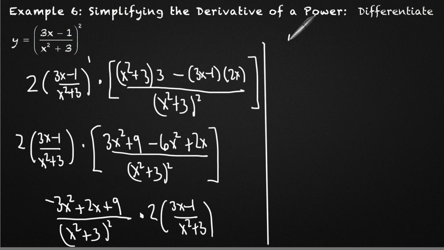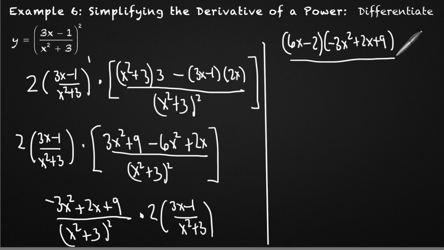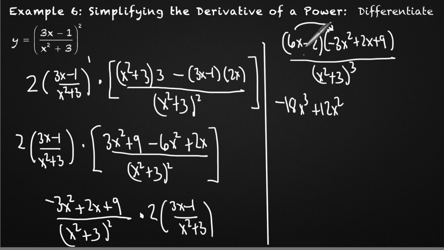So essentially we have 6x minus 2 times negative 3x squared plus 2x plus 9. And all of this is over x squared plus 3 cubed, because x squared plus 3 squared times x squared plus 3 is going to give us cubed. So now we can distribute, and that's going to give us a negative 18x cubed, and then a 12x squared, and then we have a 54x, and then we have a positive 6x squared, and then a negative 4x, and then a negative 18.